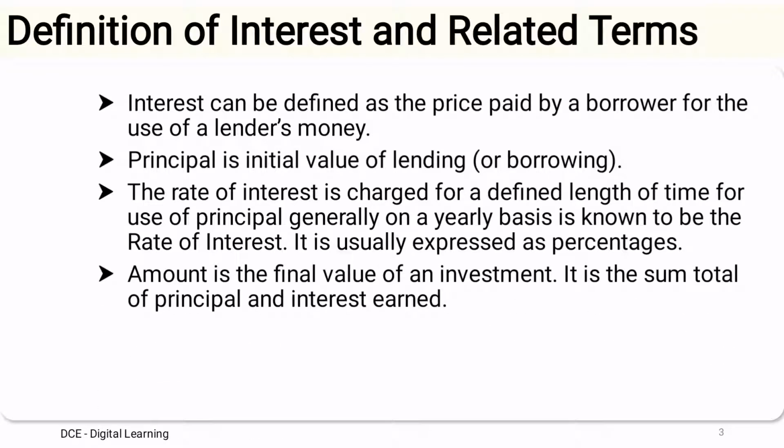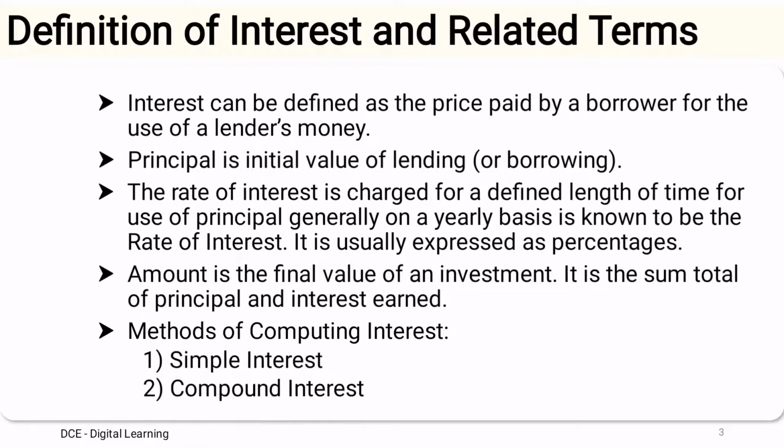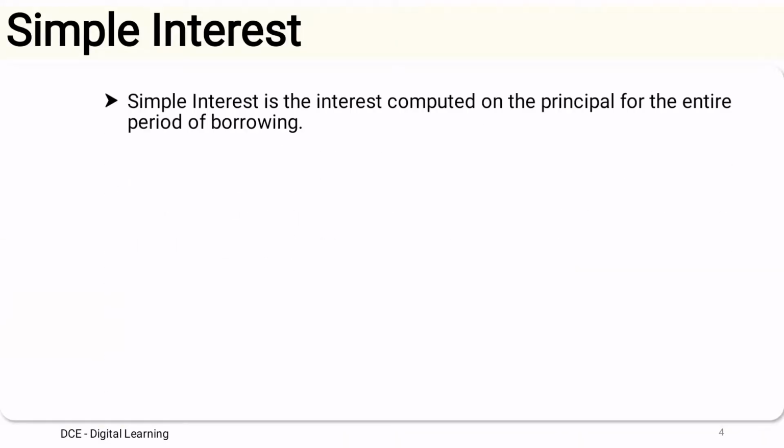The amount is the final value of an investment. It is the sum total of principal and interest earned. The interest is paid by borrower to the lender periodically. Then there are two methods of computing interest. First one is the simple interest and the other is compound interest. So let us know the concept of simple interest first.